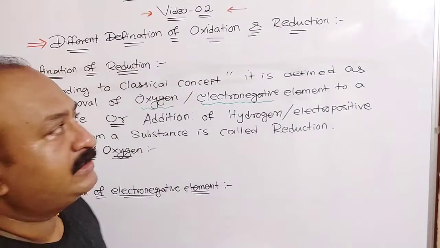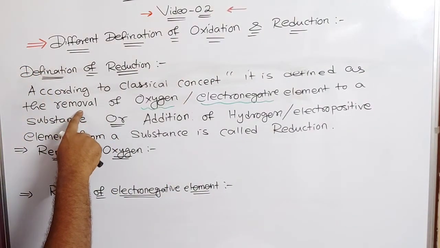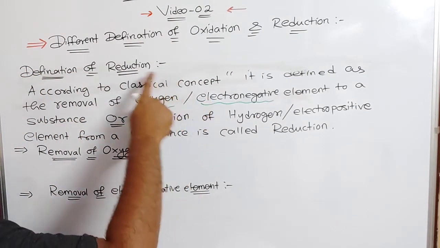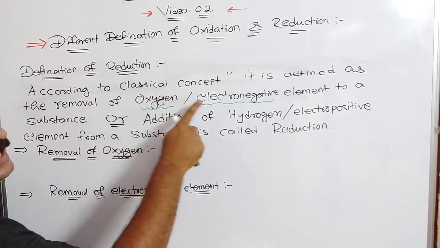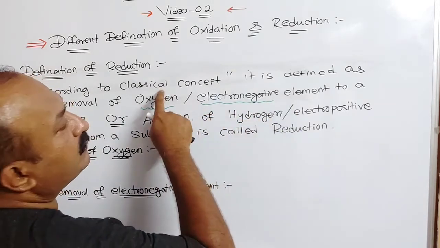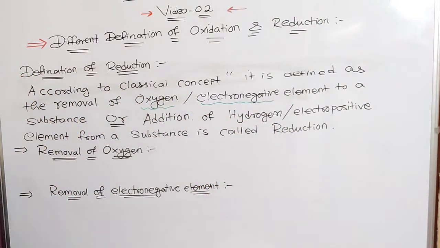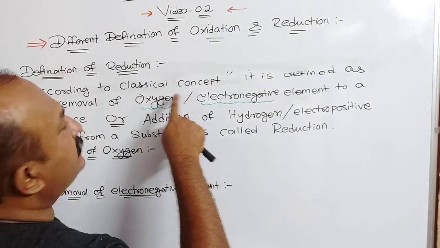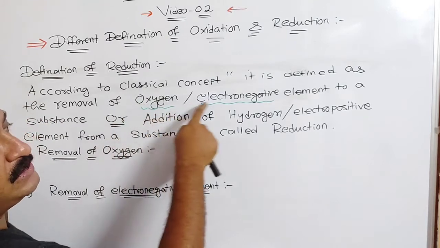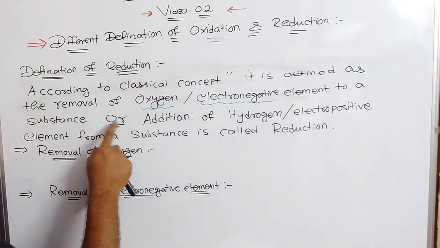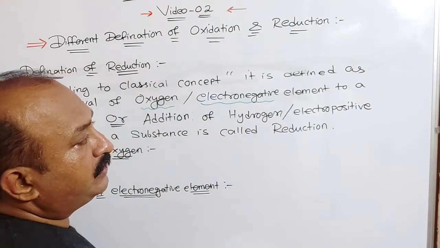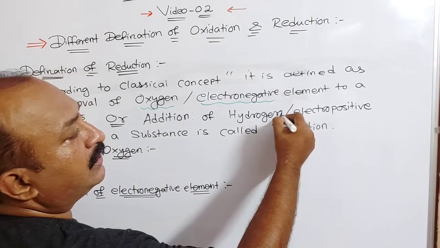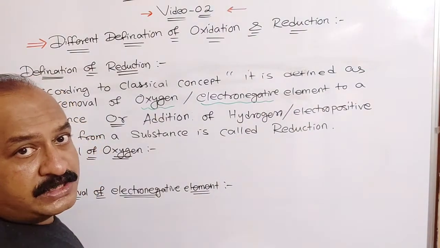In the definition of oxidation, first there was addition of oxygen and electronegative element, but here there will be removal of oxygen and electronegative element, based on the classical concept you have studied before in your lower classes. Understood? So here you can see removal of oxygen or electronegative element from a substance, or what we call addition of hydrogen here. Now here it is totally different, the inverse of what we studied for oxidation.